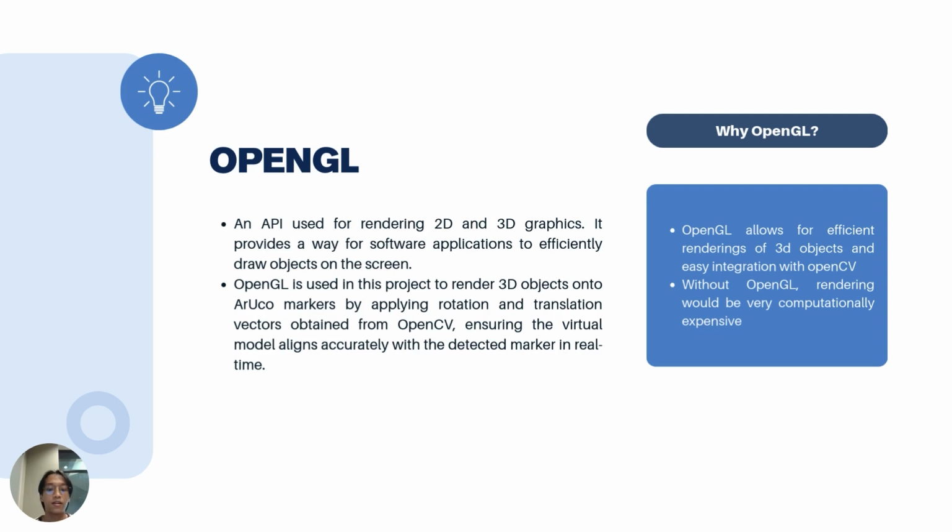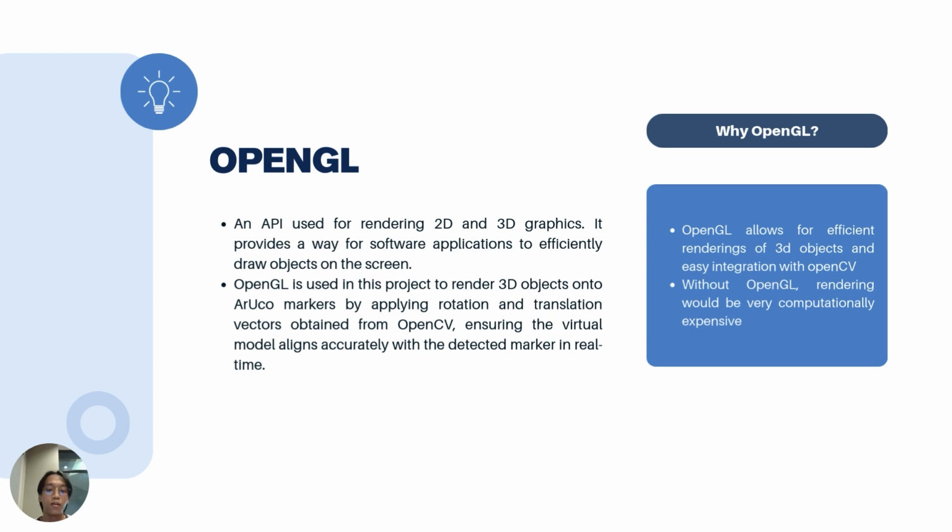In our project, OpenGL is responsible for rendering 3D models onto detected ArUco markers in real time. It does this by using the rotation and translation vectors obtained from OpenCV's marker detection system. These vectors allow us to accurately position, scale, and orient the virtual object so that it appears to be attached to the marker in the physical world.